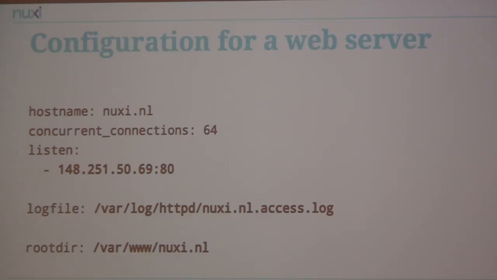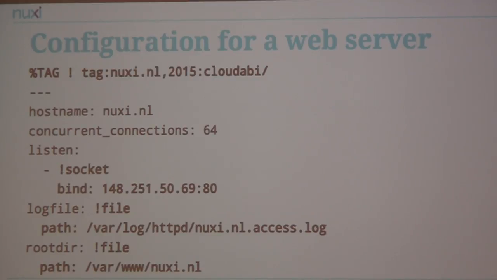So if you use CloudABI run, the configuration file looks similar, but you add a couple more things to it. This is what becomes of the file. What I've done is I've added a couple of special YAML tags. What a lot of people don't know is that YAML is actually a typed language, and all the entries in YAML have types. I've created my own custom types, namely socket, file, and FD. And these can be used to refer to network sockets, paths on disk, and just regular file descriptors.